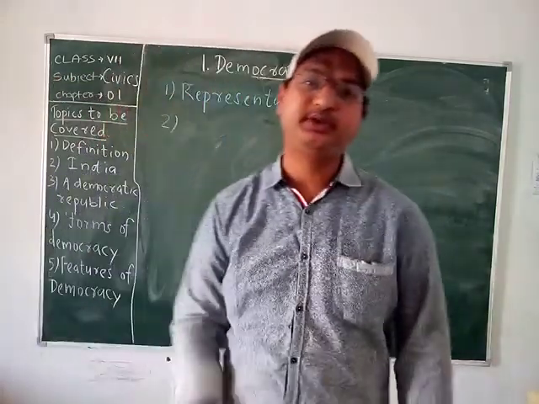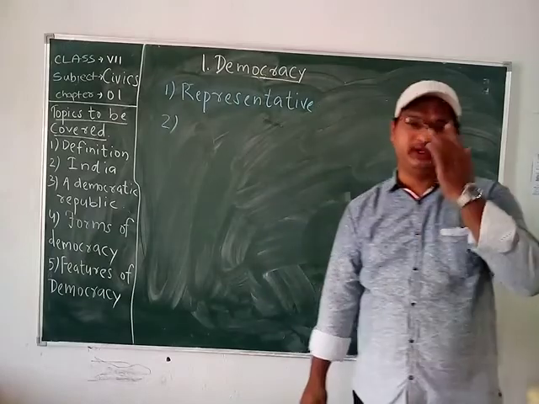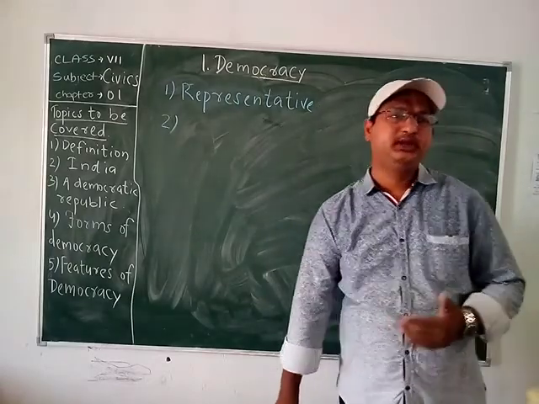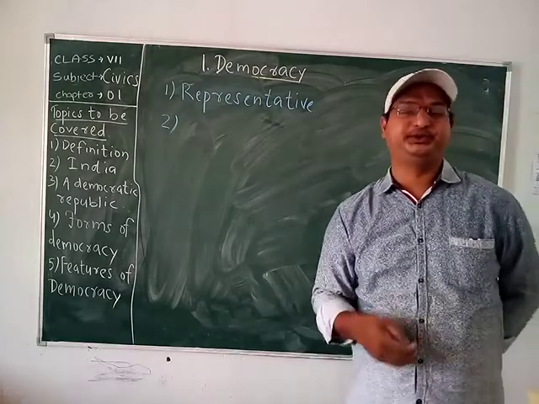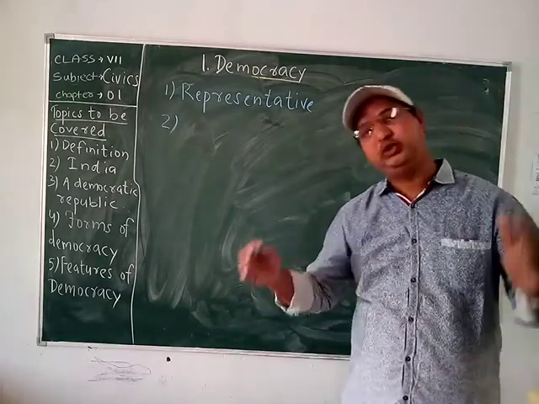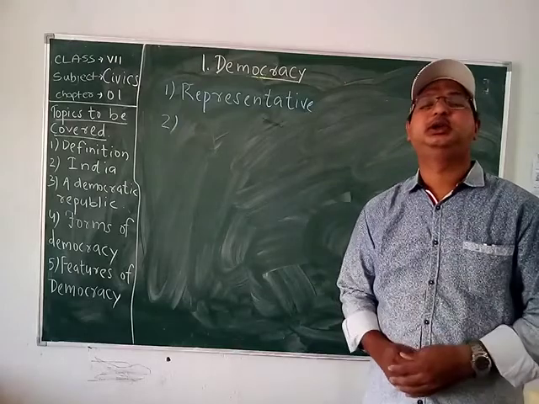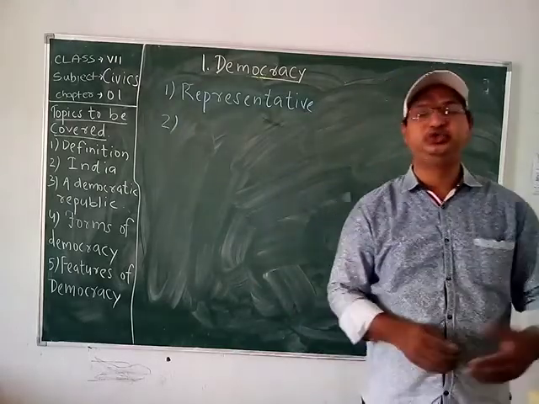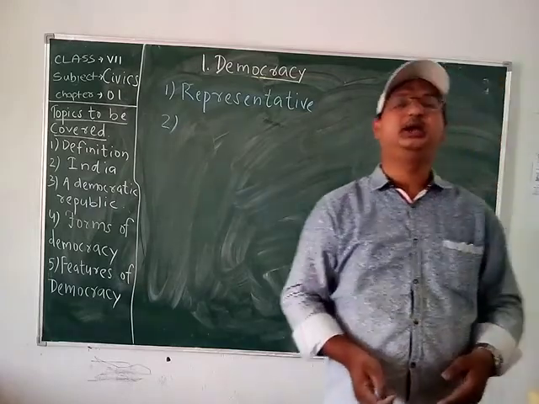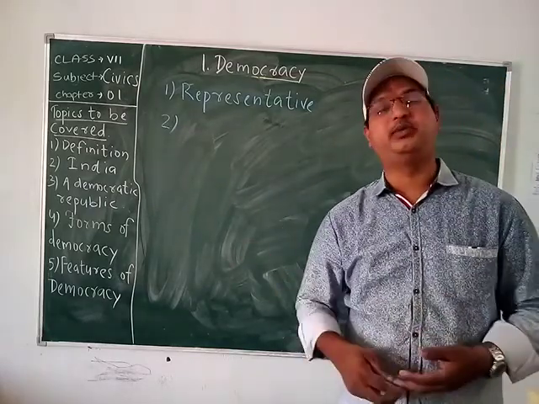Students, the first one is representative. What do you mean by representative? There are different forms of democracy. It means that somebody, on behalf of us, on behalf of a group of people or a particular area, will be the representative to put forward our problems and issues in front of the government, and he or she will try to solve them on our behalf.